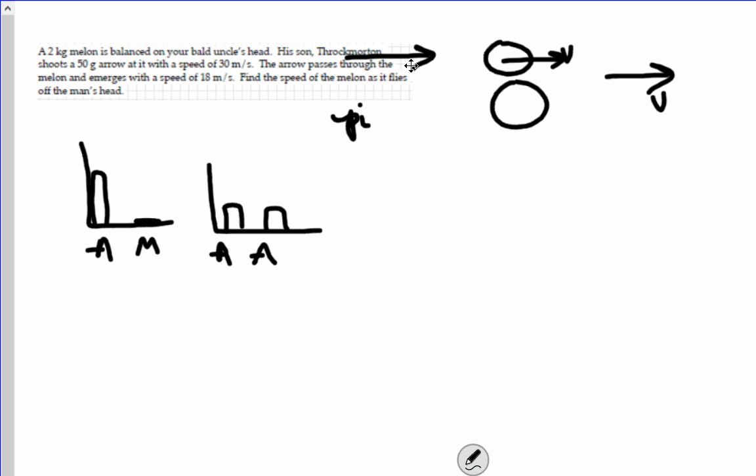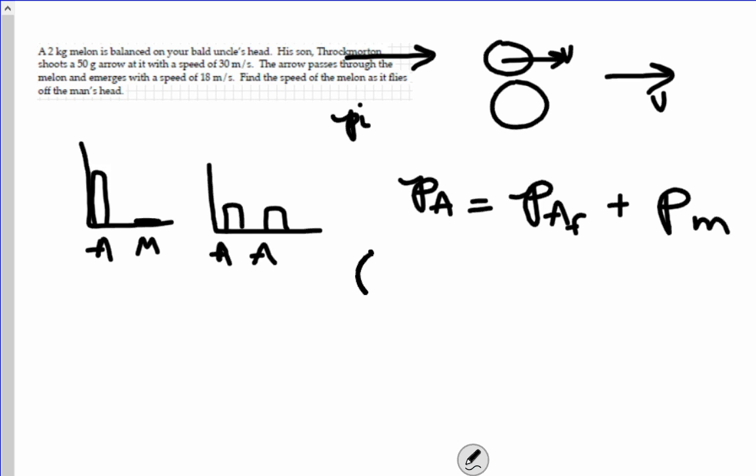All right, so let's consider it in terms of a conservation equation. The initial momentum of the arrow equals the final arrow momentum plus the momentum of the melon going off the guy's head. So when I set this up, the arrow has a mass of 0.25 kilograms. It's moving at 30 meters per second.